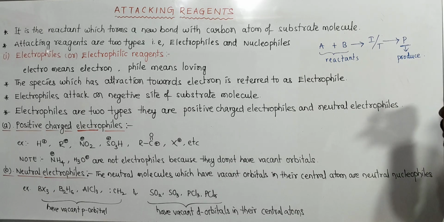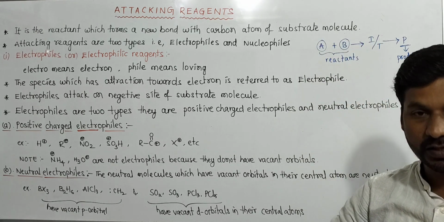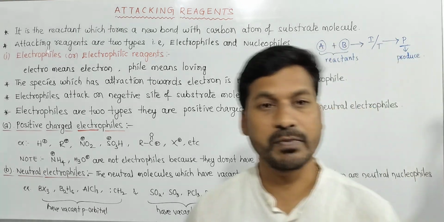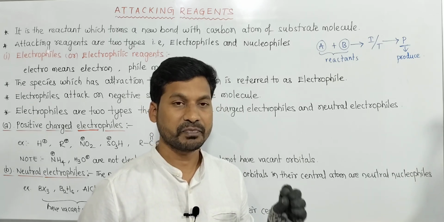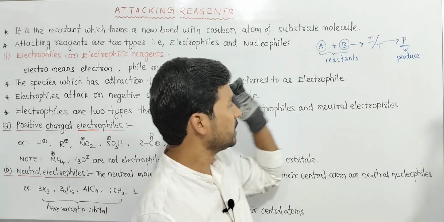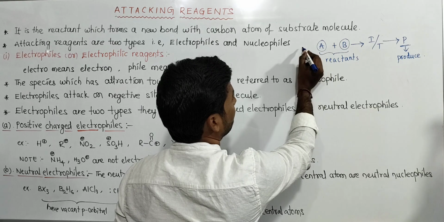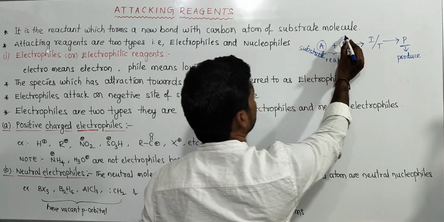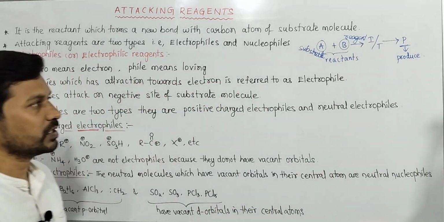Reactants are of two types. One is the substrate, the other is the reagent. What is a substrate? Substrate is the reactant which provides the carbon atom for the new bond formation. Then what is an attacking reagent? Reactants are of two types: substrate, and the other is the reagent, the attacking reagent, or simply the reagent. Reagent and attacking reagent are the same.